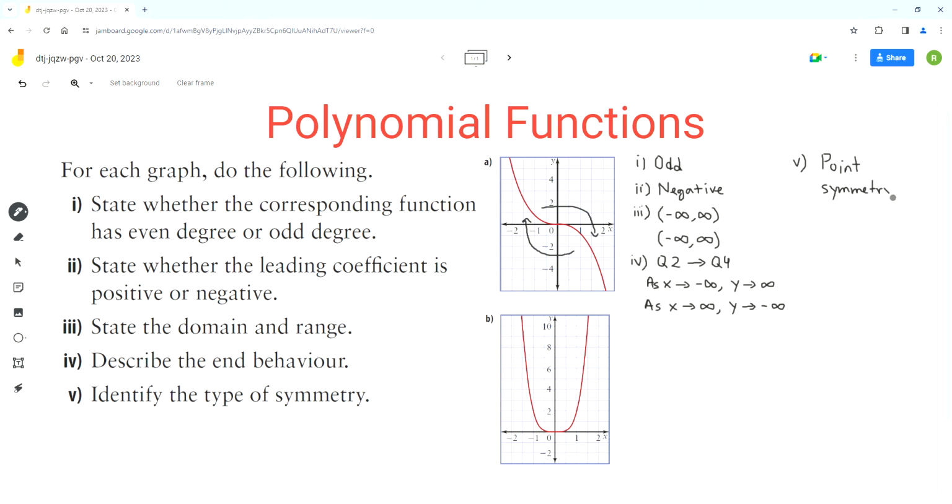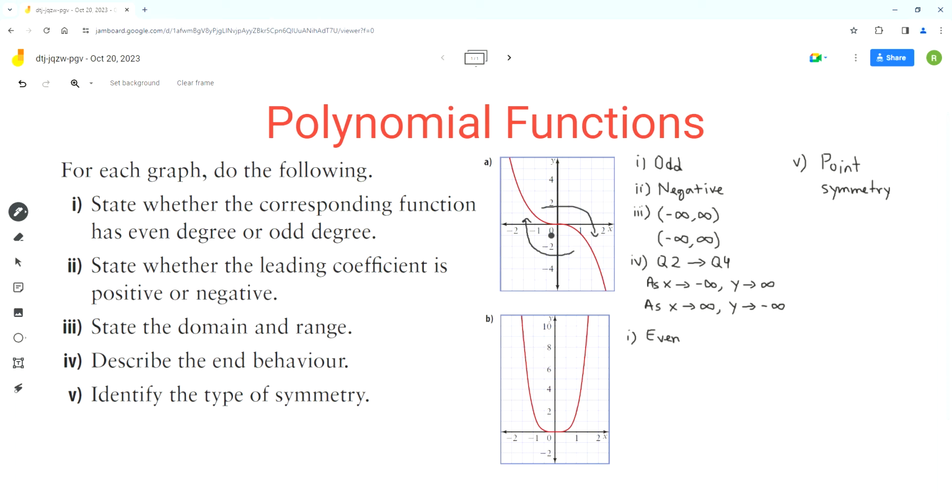So now we can analyze the second graph. Let's start with the first question. State whether the corresponding function has even degree or odd degree. The graph is starting on the left side above the x-axis in quadrant 2 and it ends up above the x-axis in quadrant 1. So the graph is starting and ending on the same side of the x-axis. That's why this is an even degree function.